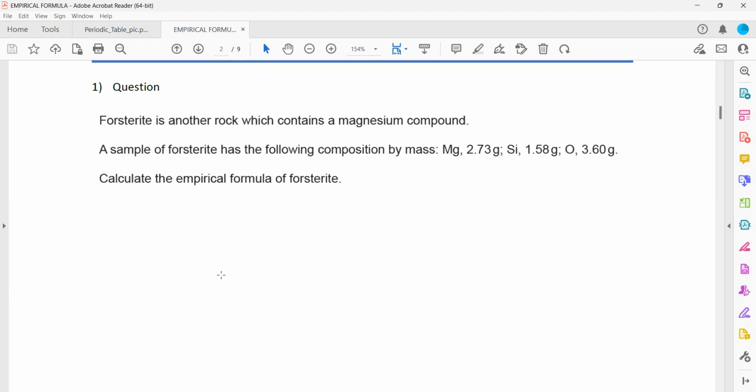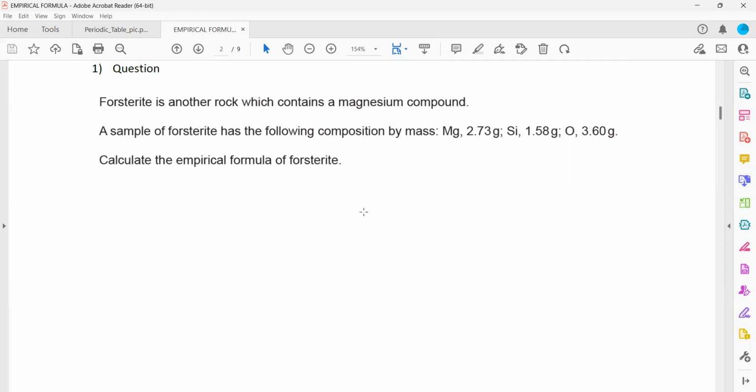The phosphorite is another rock which contains magnesium compound. A sample is there which contains 2.7, because they can give you the mass or they can give you the percentage. You have to work out the empirical formula. So first thing, we have magnesium, which is Mg. Silicon is there, which is Si. And oxygen is there, which is O.